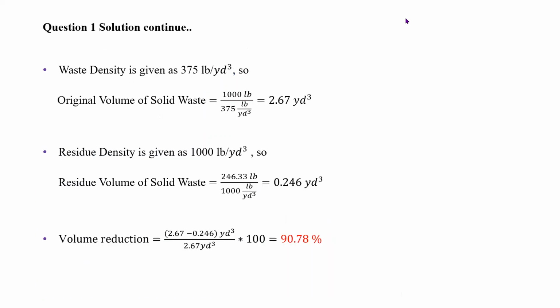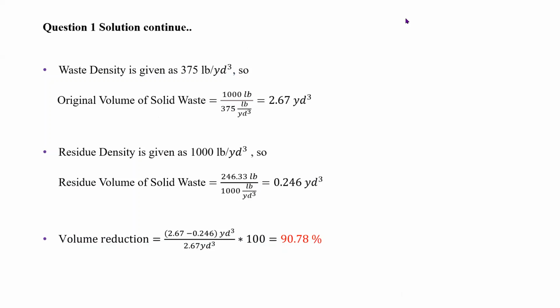To do that, first, we should find the initial or original volume of solid waste by just dividing total mass by the waste density. So we can estimate the initial volume of solid waste as 2.67 yard cube.